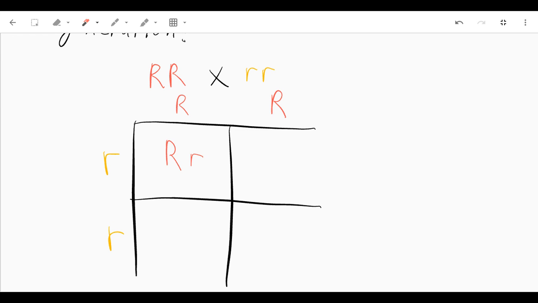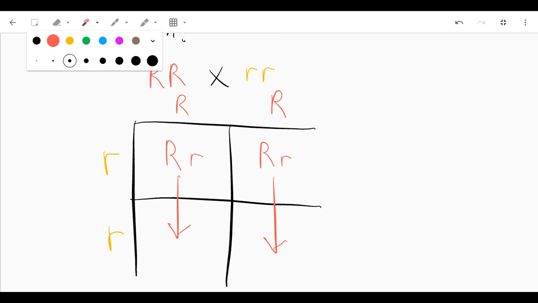Because big R is dominant, that means that individual will be red. If I go across one, I see it's going to be the same thing. And actually, I see it's going to be the same thing in the bottom rows as well. So one thing we can do sometimes, if we don't want to take all the time to write out everything, is we can actually draw arrows to bring it down. So all of the individuals in the F1 generation will be red.